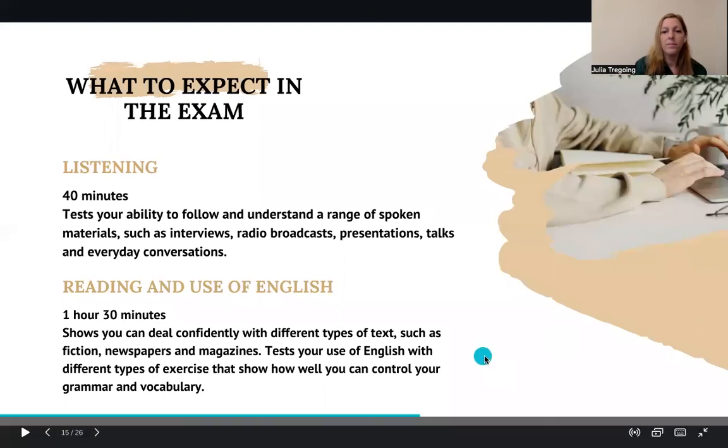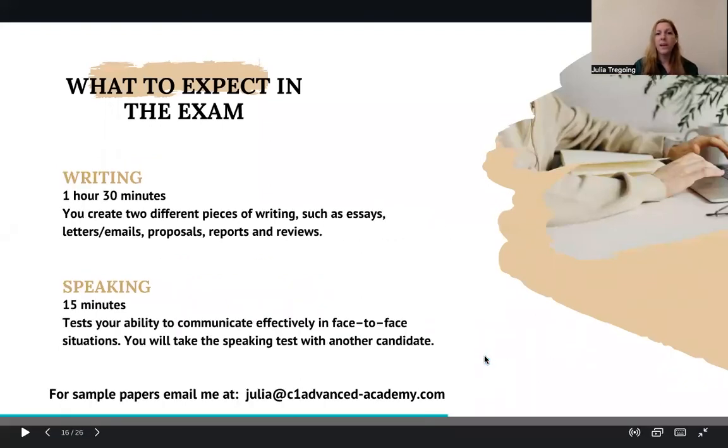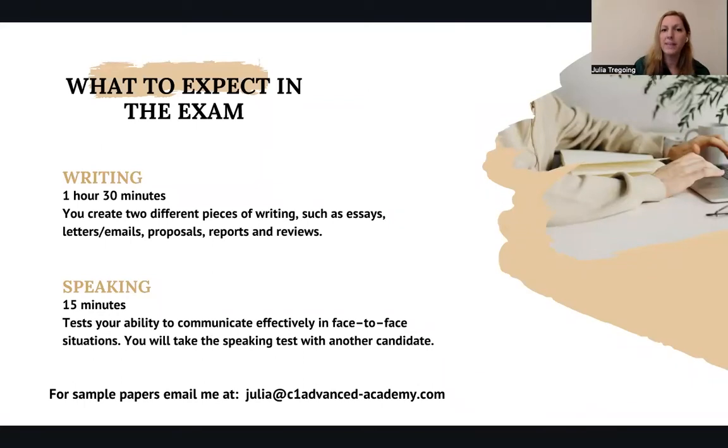Okay, writing, 1 hour and 30 minutes, 2 pieces of writing. The essay is compulsory. That's your task 1. And the second writing task is a choice. There are just a few varieties of writing. It could be a proposal, a report, a review, a letter, or an email. So you can study for this. It's not predictable, but there are just limited options of what you might be able to write, which is good. So it's easier to prepare for.